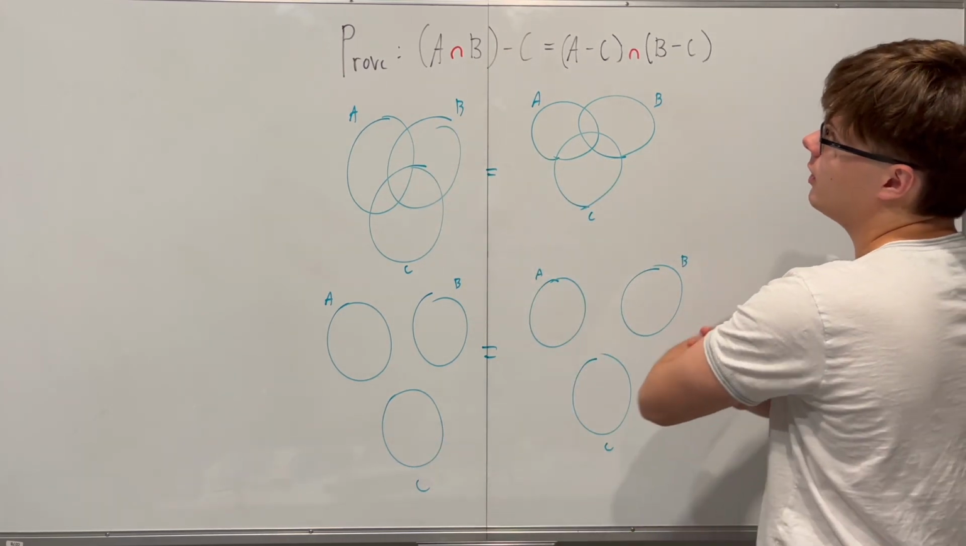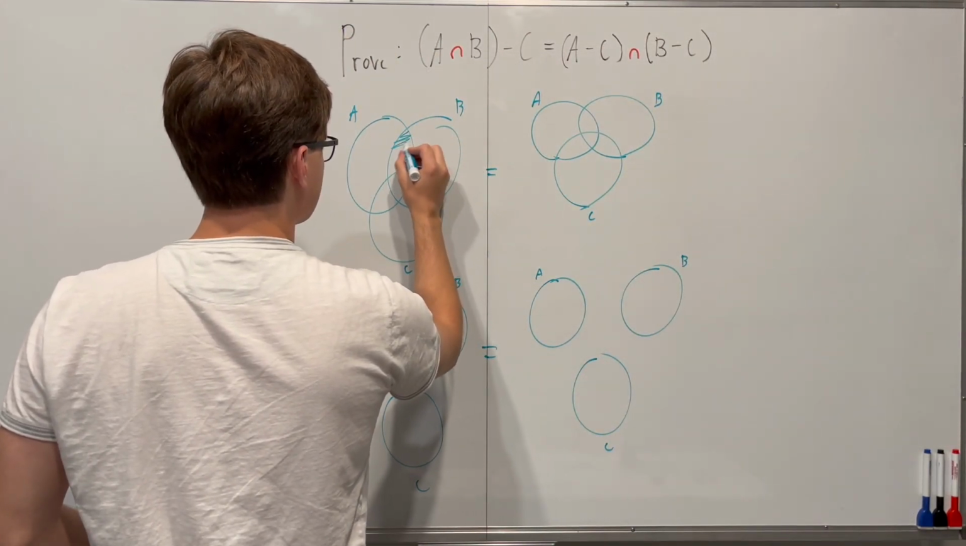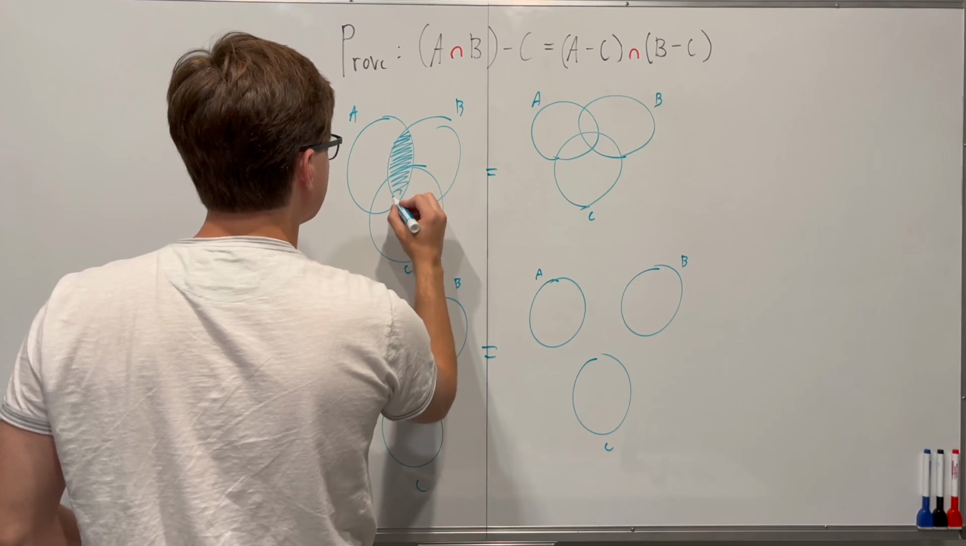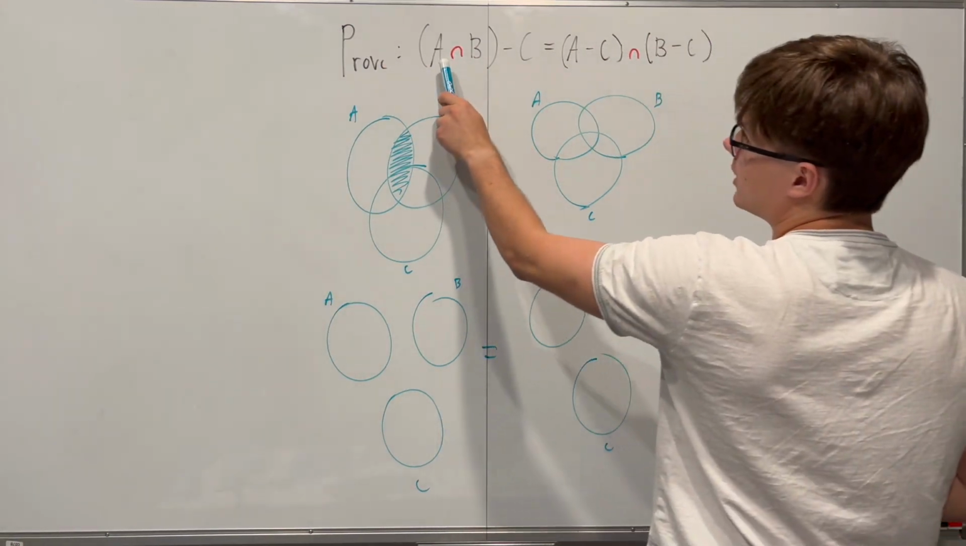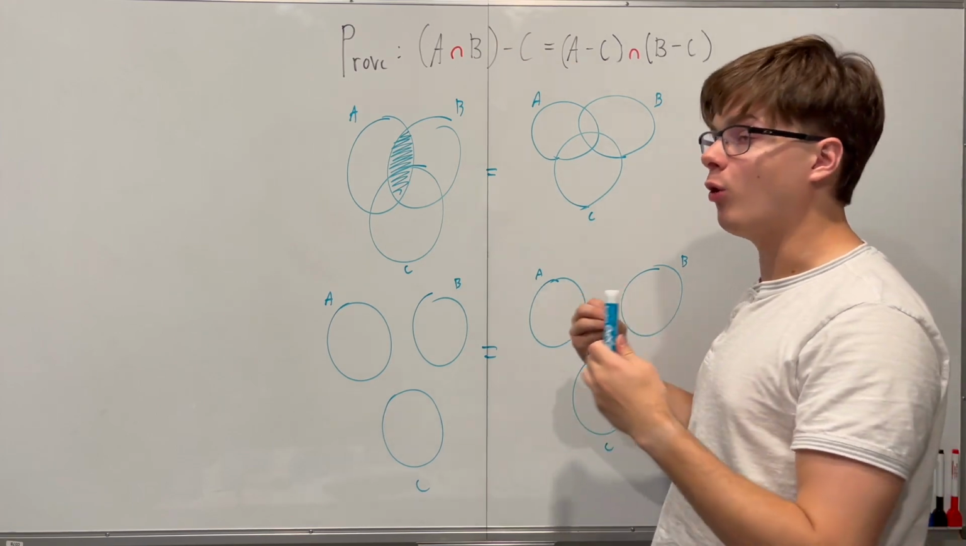Starting with the first one, A intersect B. Well, that's going to be the area we're interested in that looks like this, right? The area where A and B both intersect. Fantastic. Then we want to take this area here and take away C. Take away any part of it that overlaps with C.